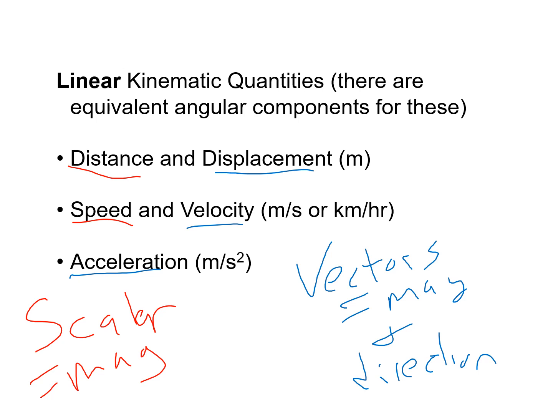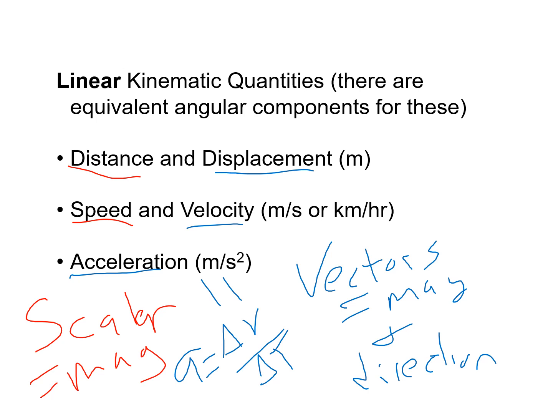Acceleration, and we'll talk about this some more, is a change in velocity over time, okay? So we see acceleration when there is a change in velocity over time. You can have an acceleration if the magnitude of velocity increases, if the magnitude of velocity decreases, or if the direction component of velocity changes.